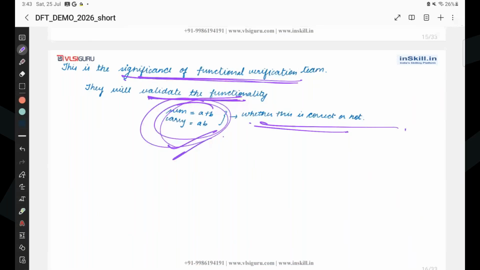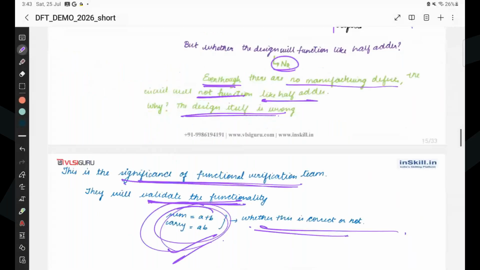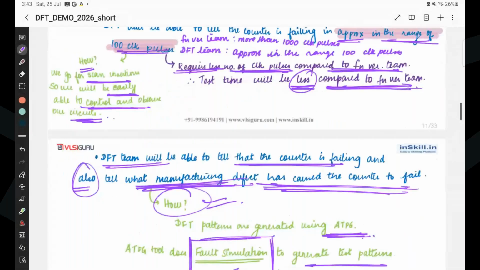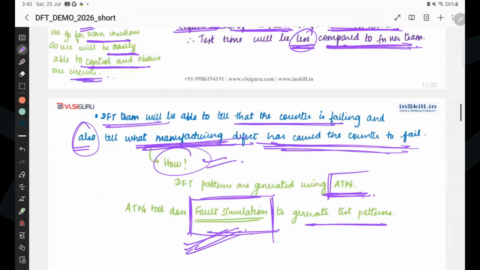Chetan, you had asked a question, right? How we can find out at which particular node a manufacturing defect would be there. So in this case, the DFT team will be generating patterns using ATPG. The ATPG tool does fault simulation to generate the test patterns.